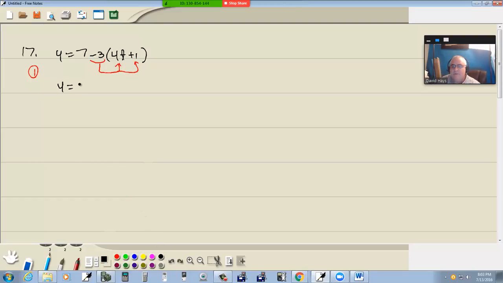So I got 4 is equal to 7. Negative 3 times 4t is negative 12t. Negative 3 times 1 is negative 3. Now, no matter where you are in math, if you can combine together like terms, you can combine together numbers, you should. Here we have 7 minus 3, which gives us 4.